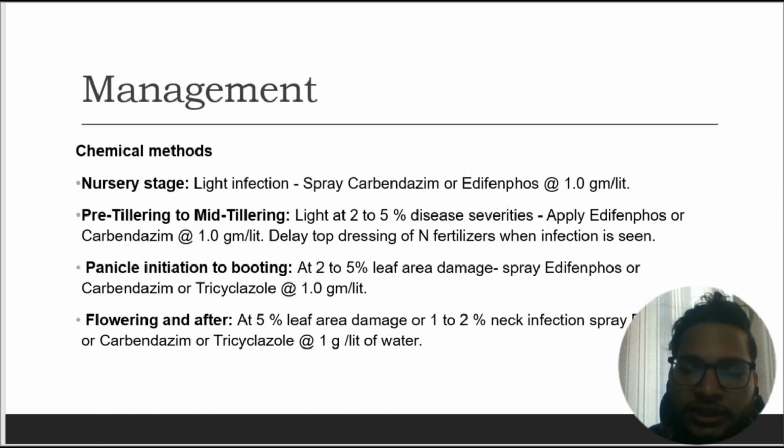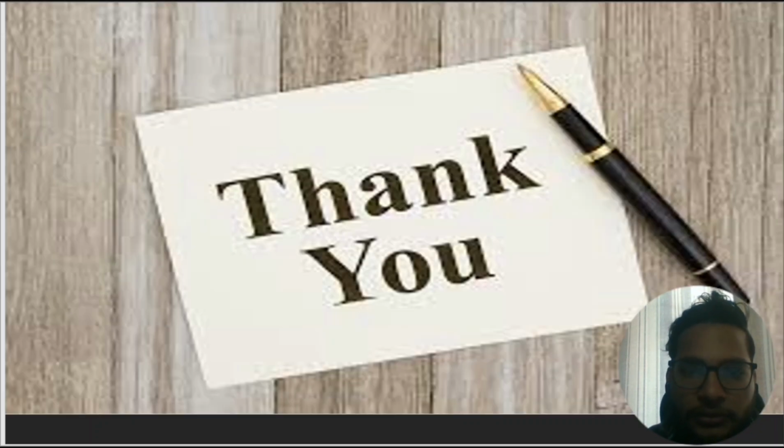At panicle initiation to booting stage, at 2 to 5% of leaf area damage, spray edifenphos or carbendazim at 1 gram per liter. And at the flowering stage or after the flowering stage, when there is 5% leaf area damage or 1 to 2% neck infection, spray edifenphos or carbendazim at 1 gram per liter of water.